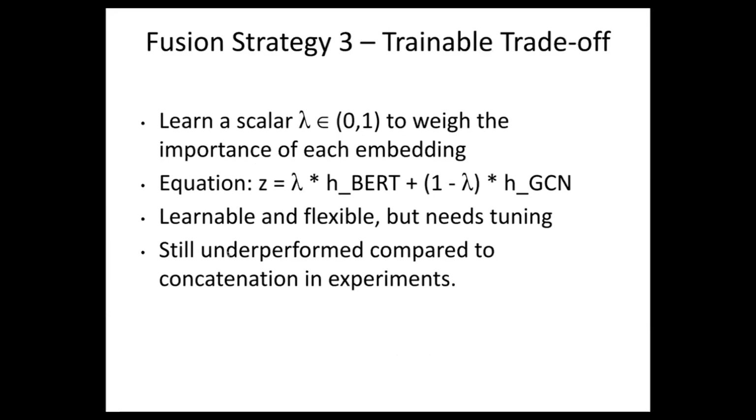The third fusion method introduces a bit more flexibility. We learn a scalar lambda between 0 and 1 to automatically weight the contribution of each embedding, BERT and GCN. So this approach is learnable and tunable, which sounds great, but in practice it still underperformed compared to simple concatenation. Even though it's adaptive, it adds complexity without clear gains in this case.